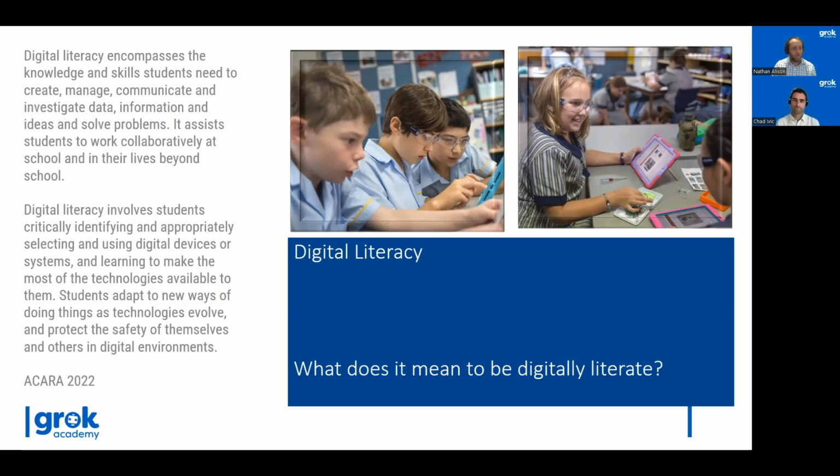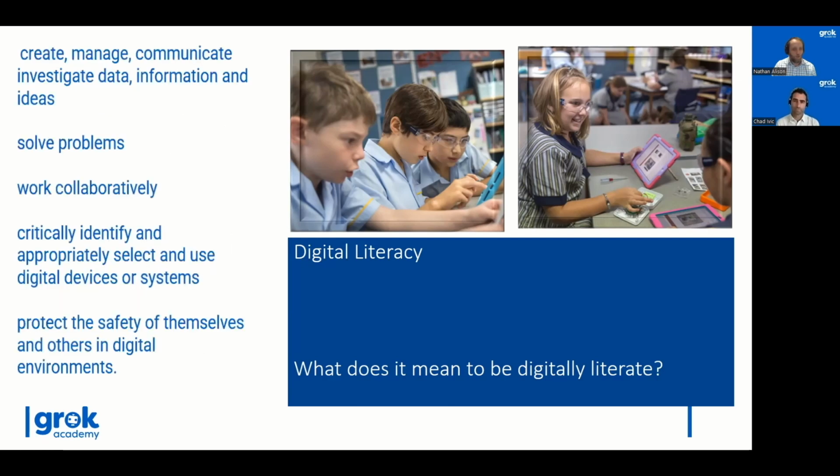But we can also give you a shortened, more distilled version of the things that you do when you're digitally literate. Creating, managing, communicating, investigating data, information, and ideas. You're solving problems. You're working collaboratively with technology. You're critically identifying and appropriately selecting which digital devices to use, which systems to use. And then you're protecting safety of yourself and others in digital environments. And that's what's captured in these elements.